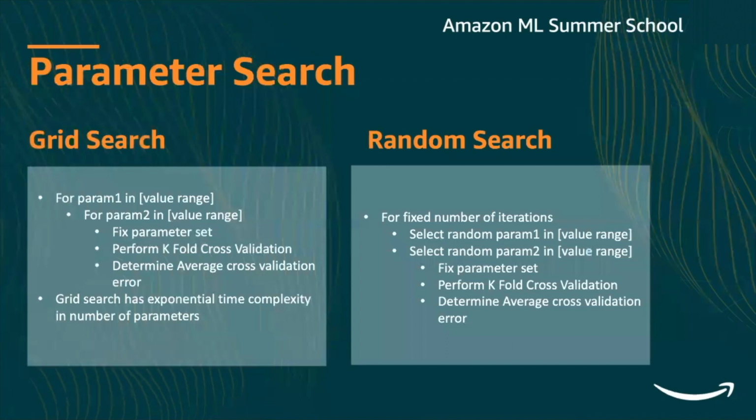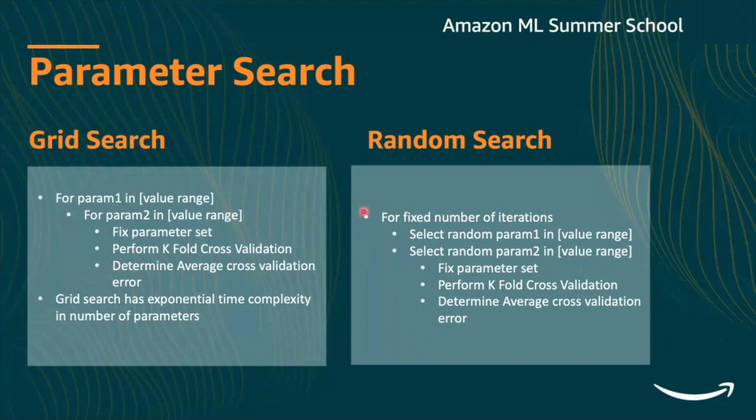Okay. Now, there are multiple ways to do hyperparameter tuning. One is grid search, one is random search, right? In grid search, you take all the parameters, keep them in a nested for loop, and then perform k-fold cross validation on each, determine the average error, and then select the best parameter based on the average error.